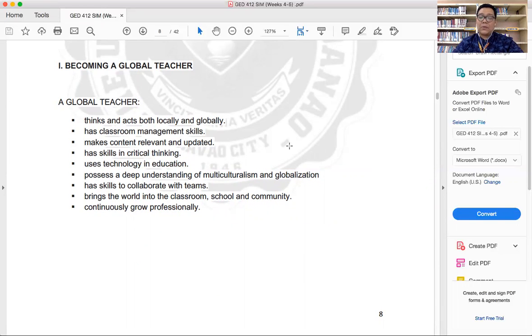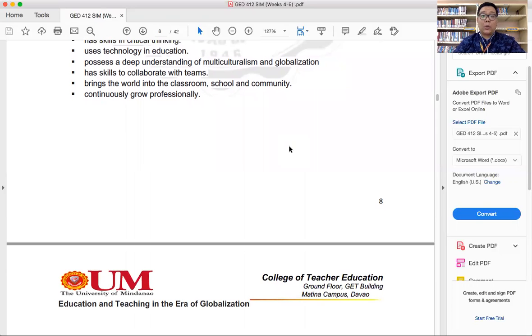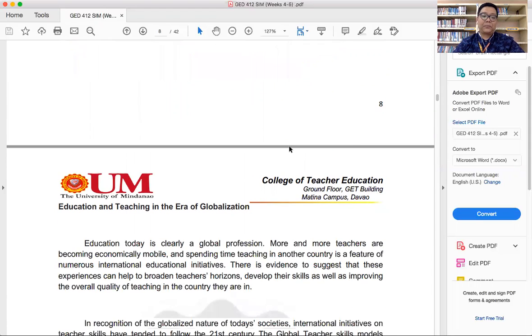A global teacher must also bring the world into the classroom, school, and community. It is not enough that a global teacher simply feeds students with concepts coming from books. Contextualization based on what is actually happening in the world is also vital. And lastly, a global teacher must continuously grow professionally. That means a global teacher must continually seek opportunities where he or she can expand his or her academic horizon, making sure that knowledge is being widened or deepened.